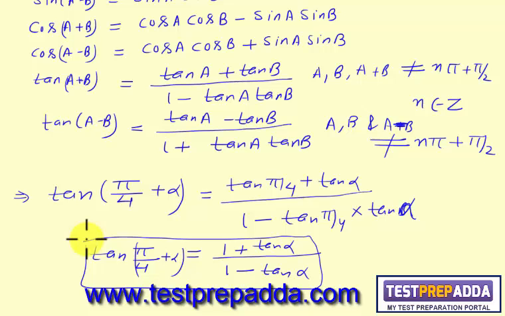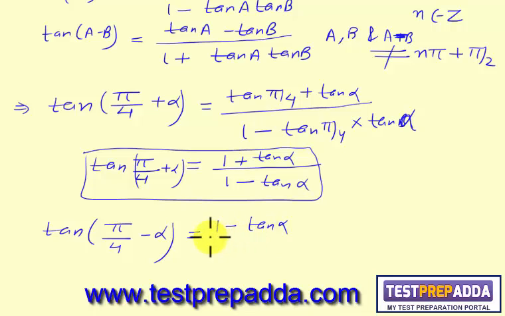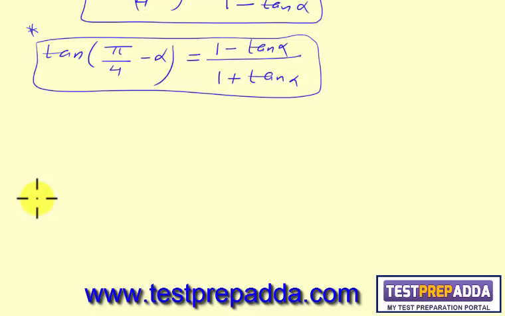Now if I try to find tan pi by 4 minus alpha, what will that be? Same way, you can replace alpha with minus alpha. Tan pi by 4 minus alpha will become 1 minus tan alpha upon 1 plus tan alpha. So we deduced two results with the help of identities.